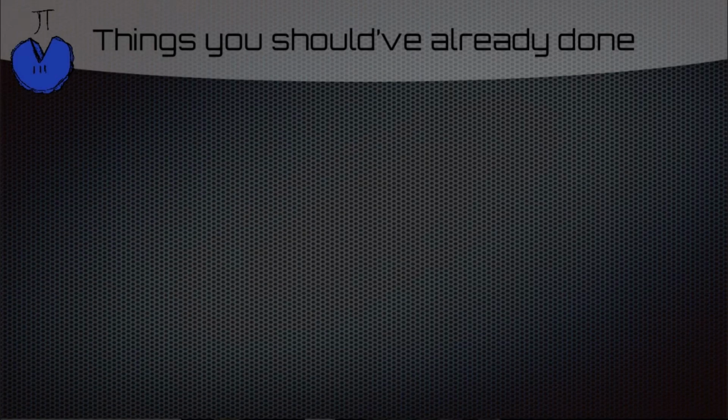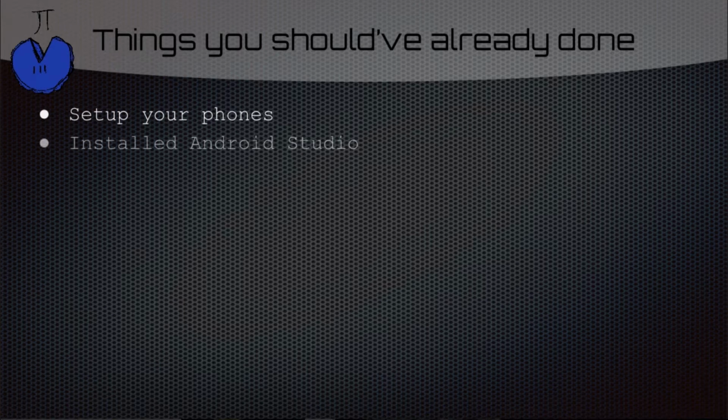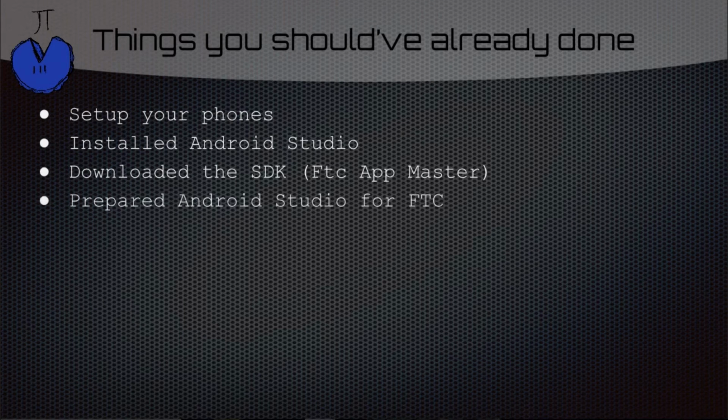Some things you should have already done. You should have set up your phones and have them communicating with each other. You should have installed Android Studio and made sure that when you open it there are no errors. You should have downloaded the SDK, which again is FTC App Master. And you should have prepared Android Studio for FTC by installing the correct APIs. If you haven't already done these things, you should probably do them now.